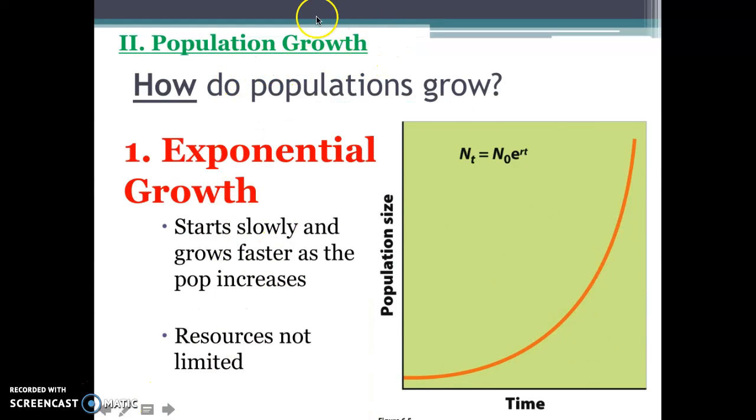Okay, still talking about population growth. We are in Roman numeral number 2, population growth. How do they grow? You have definitely seen this graph before. This is an exponential growth curve, and some populations grow like this. It starts off slowly, not a lot of growth, not a lot of growth, not a lot of growth, and wham, grows crazy. Usually this is when resources are not limited.